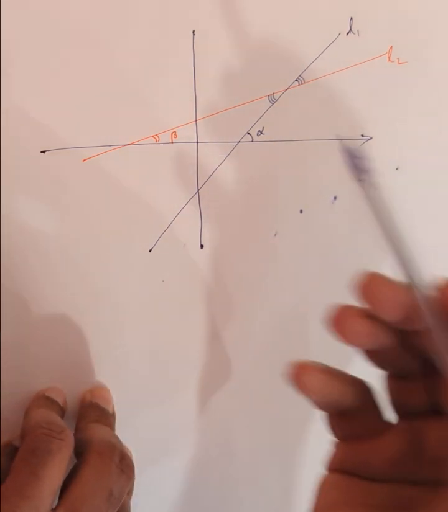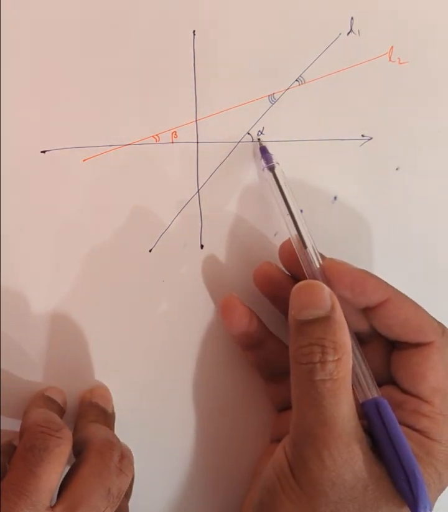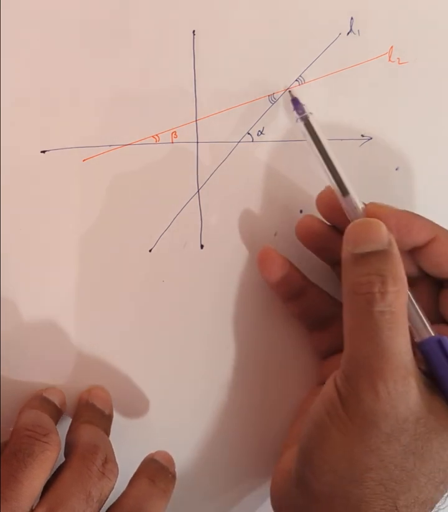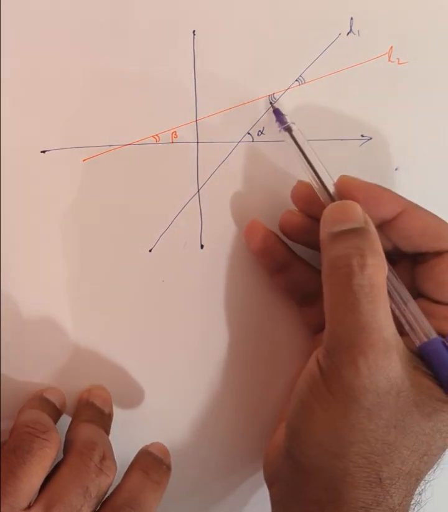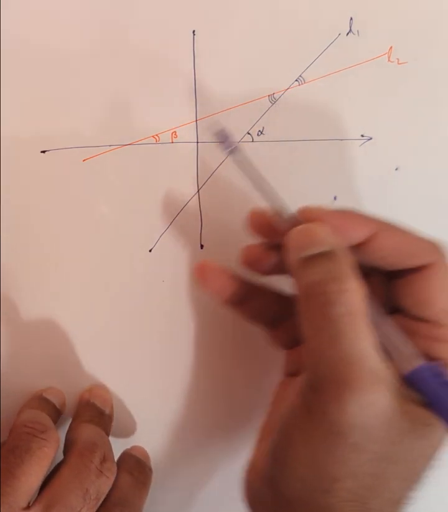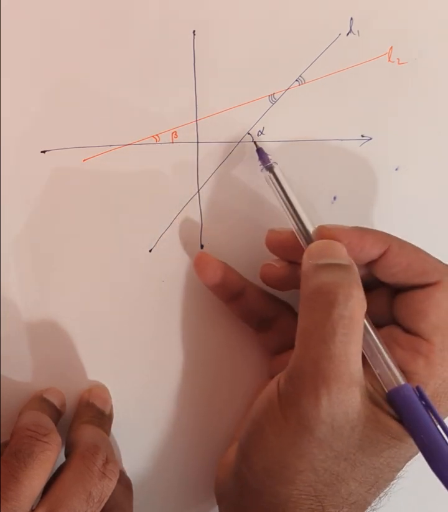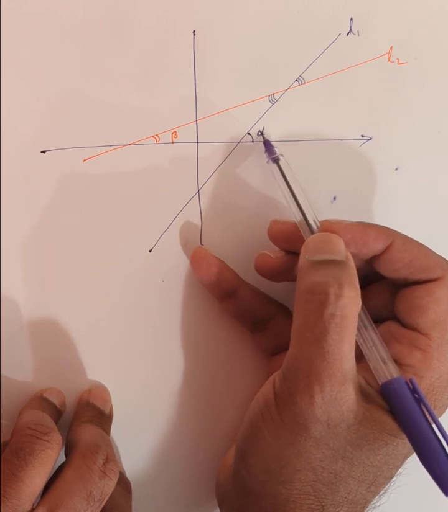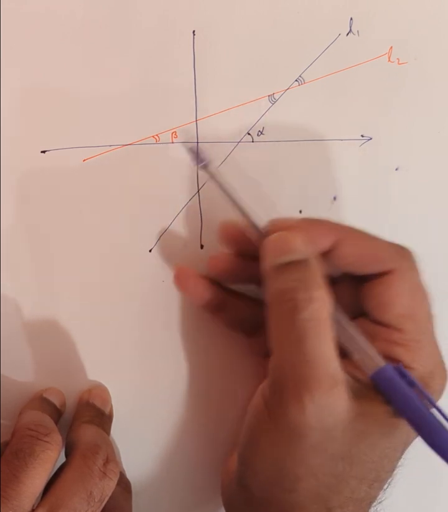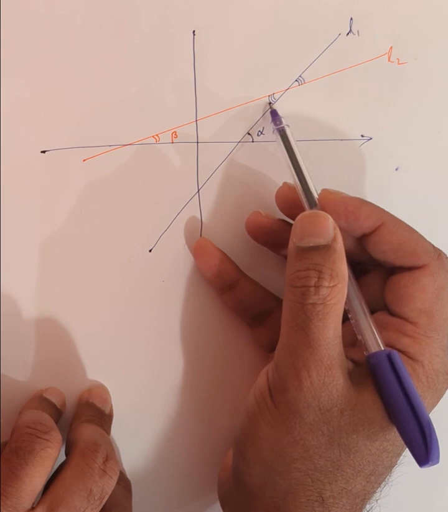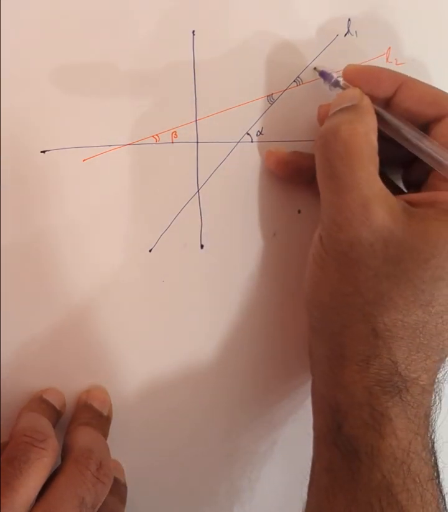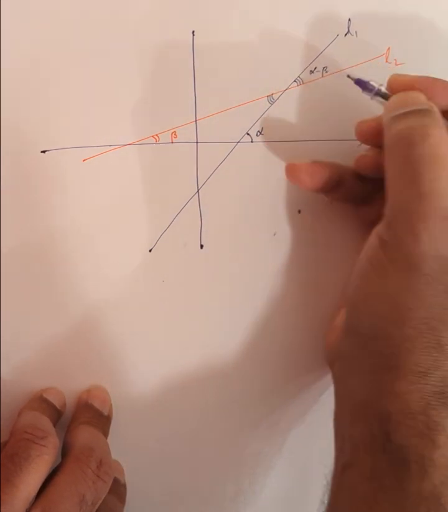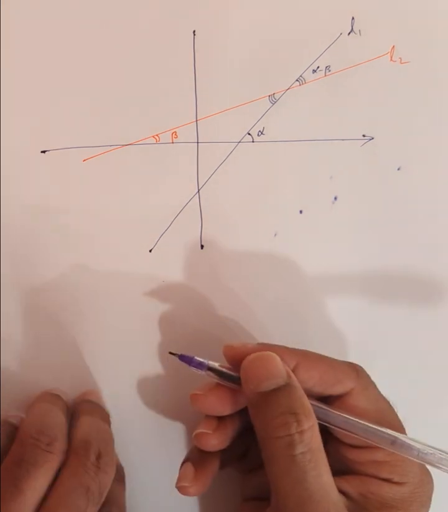And notice that alpha is an exterior angle to this triangle. So whatever this angle is, when you add beta to it, it's going to be alpha. An exterior angle will be the sum of the two internal opposite angles. So this angle is really alpha minus beta. So I want to know what alpha minus beta is going to be.